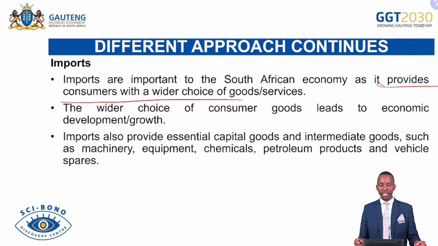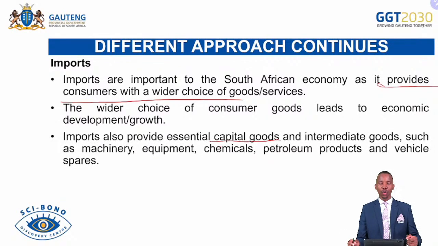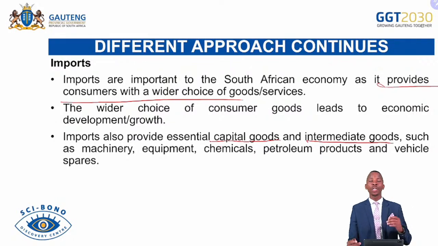Imports also provide essential capital goods. We know that as a country, we don't have most capital goods, so we depend on imported capital goods. So it is very important. And also intermediate goods are provided through importation of goods and services such as machinery, equipment, chemicals, petroleum products, and spares. So all of these are part of importation.